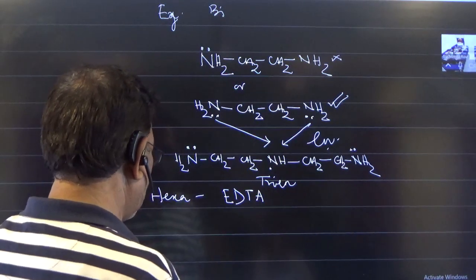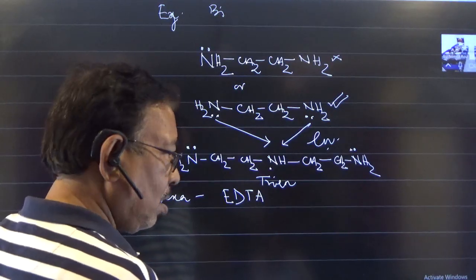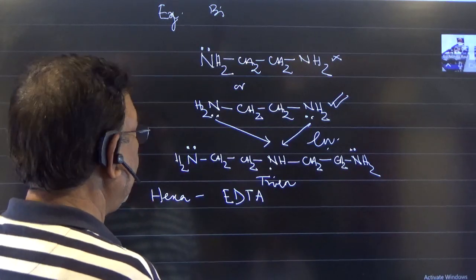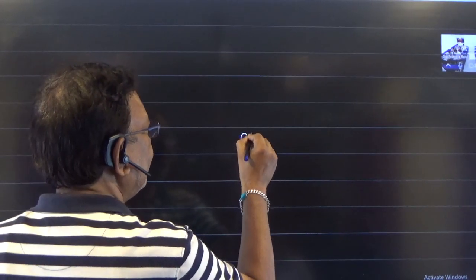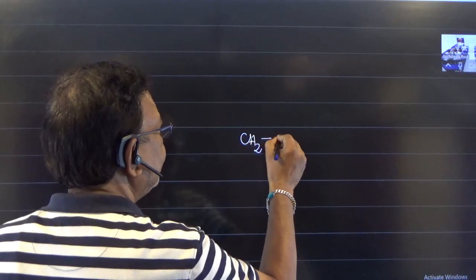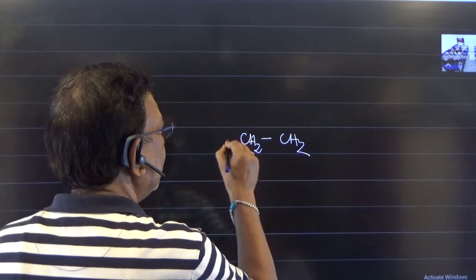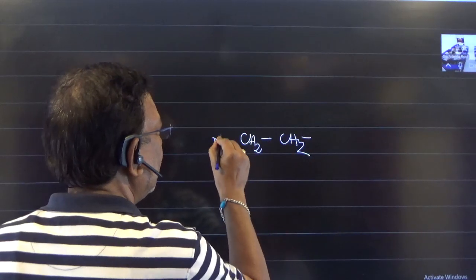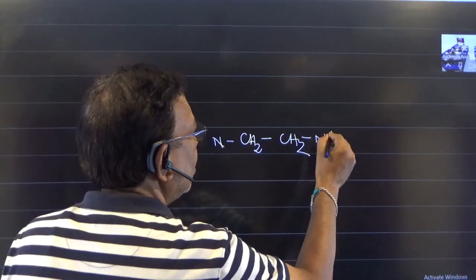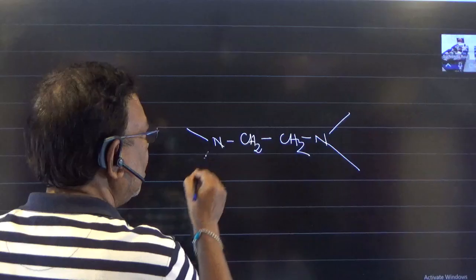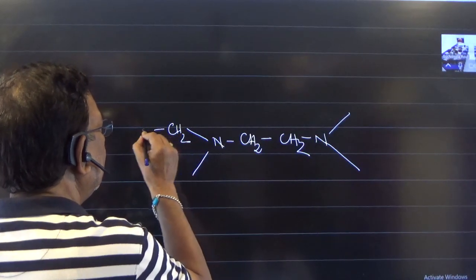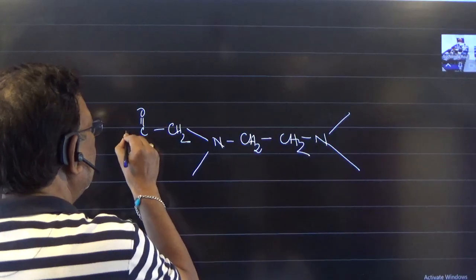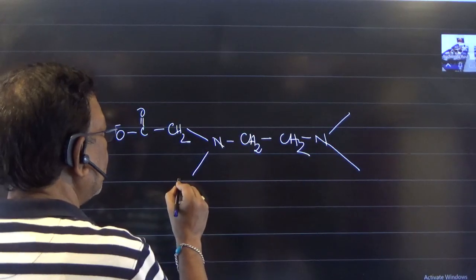Would you like to see the structure? Okay. The EDTA structure is an ethylene diamine. This question comes.